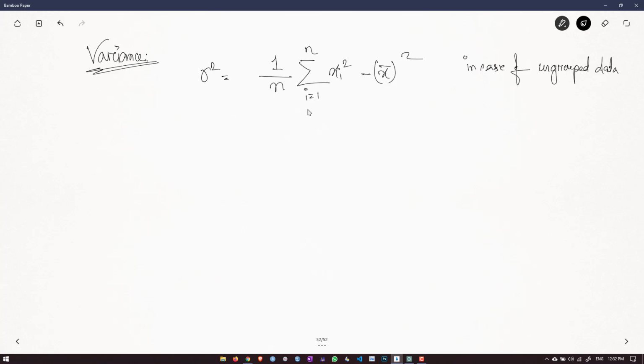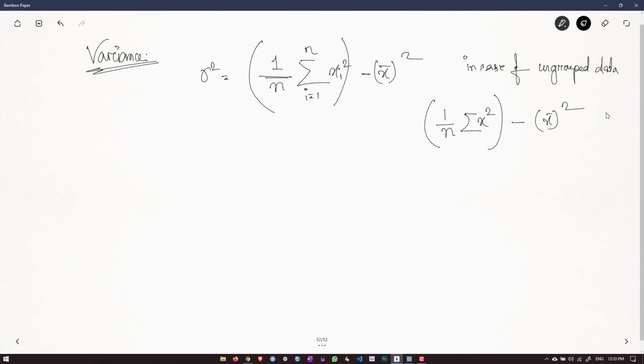Now one mistake that students often make is they consider this 1 by n to be multiplied to all of them. That is wrong. You don't consider this 1 by n multiplied; consider this as a separate term, and this as a separate term. That means 1 by n summation x square is a separate term, minus x bar whole square is a separate term. Please remember this. 1 by n summation x square is a different thing, x bar is a different thing. Now that will be clear from this approach, right?